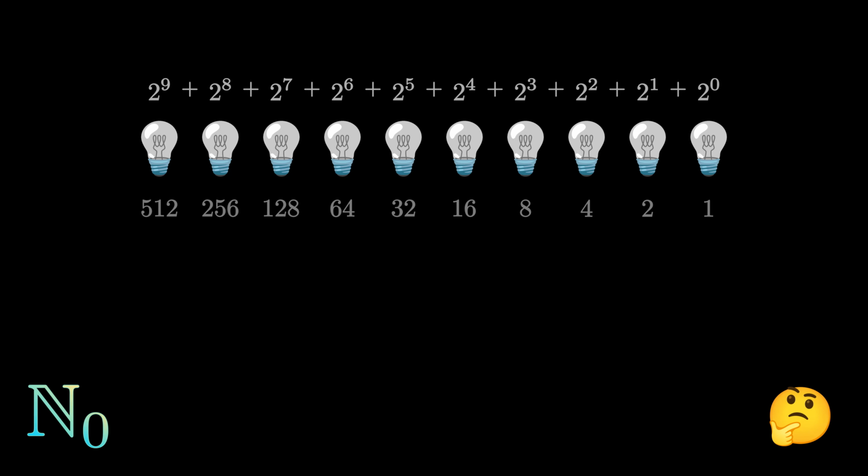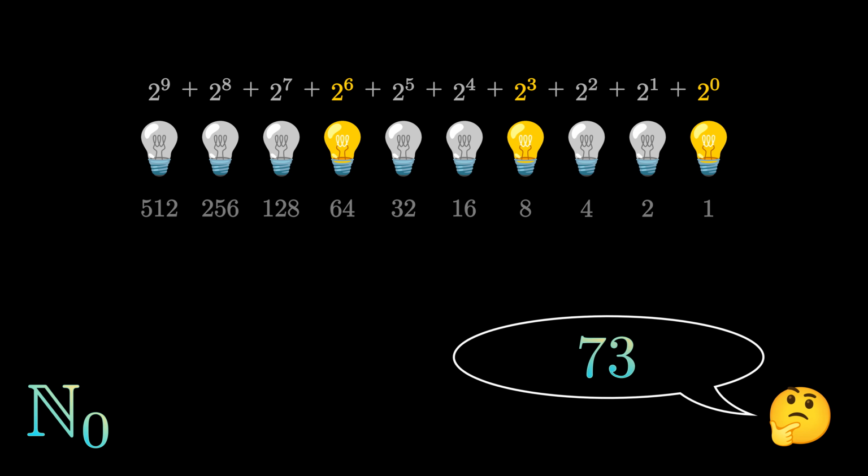For instance, if these light bulbs are lit, we get the number 64 plus 8 plus 1, which is 73. There is no other configuration for 73. And how would you represent the number 42? Feel free to pause here for a moment.